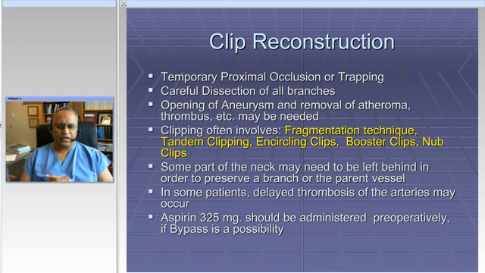And then in some patients, you have to leave behind portions of the aneurysm neck in order to preserve a branch or a parent vessel. In spite of all of these things, in some patients, delayed thrombosis of arteries may occur. And in most of our patients, when we are planning a complex clip reconstruction, we give them aspirin preoperatively, at least on the morning of surgery.